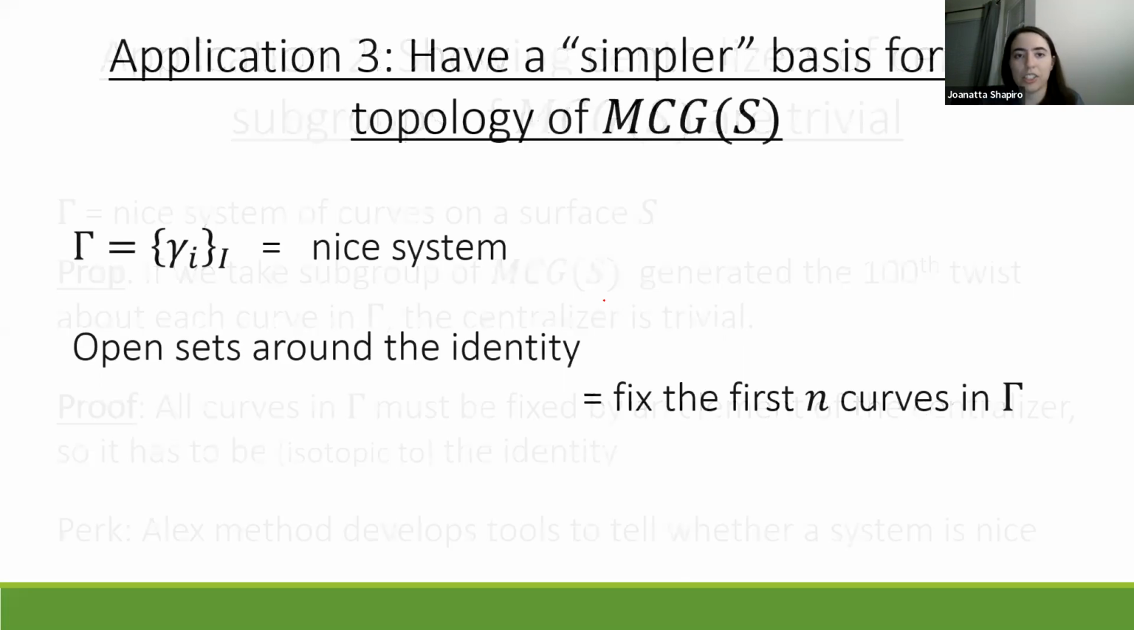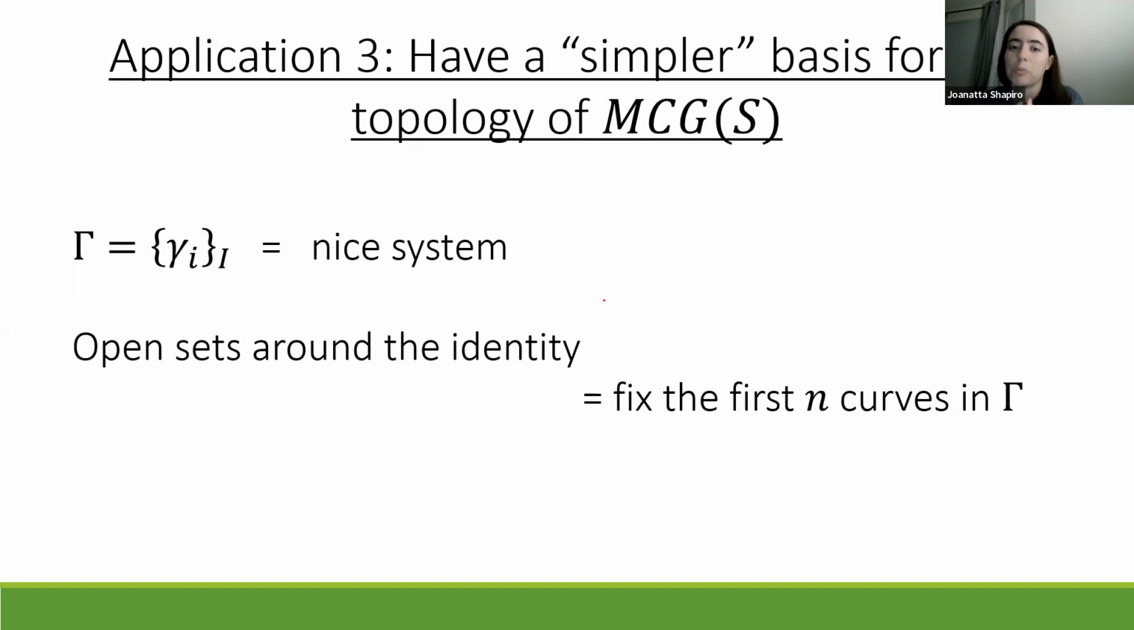A third application is that we have a simpler basis for the topology of the mapping class group, wherein open sets about the identity fix the first n curves in gamma.